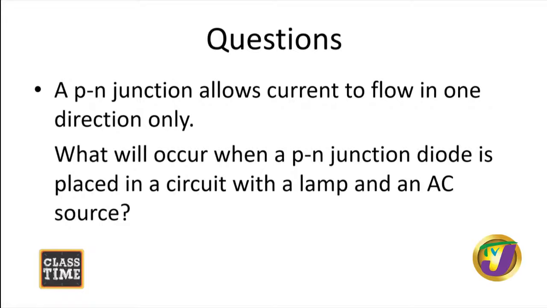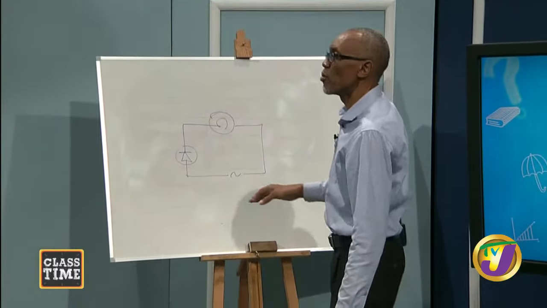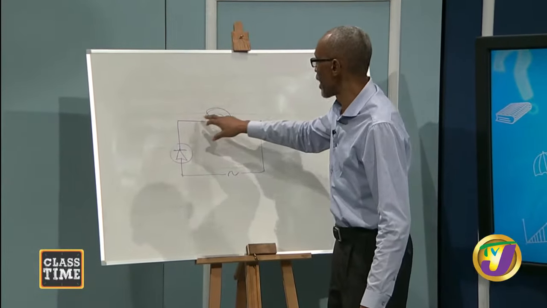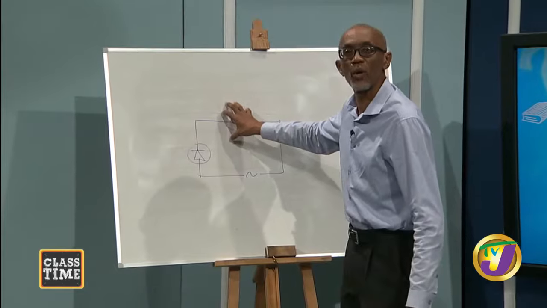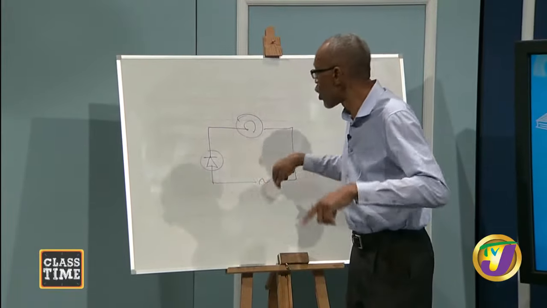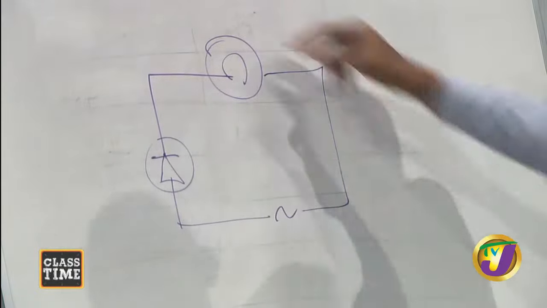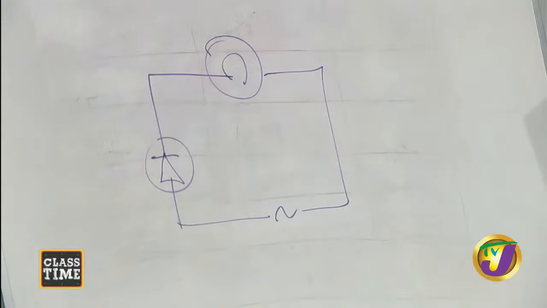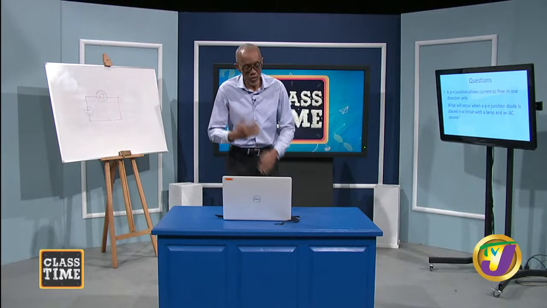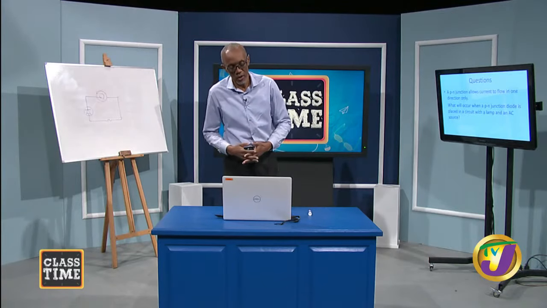Remember what we said in the last lesson, that an AC current changes direction periodically. So for one period of time, it's going this way. And so the diode will be conducting when it's going this way, the lamp will light. When the current reverses, remember the diode will be now in reverse bias, there will be no current, the lamp will go out. And so the lamp will light, go out, light, go out. As the current changes direction, the lamp will light and go out, because the diode will go from forward bias to reverse bias as the current changes direction. Okay?